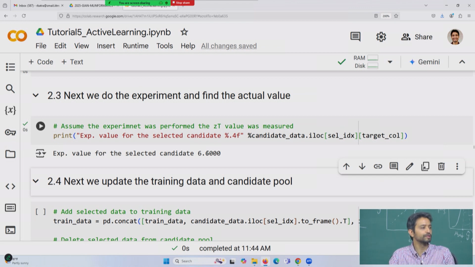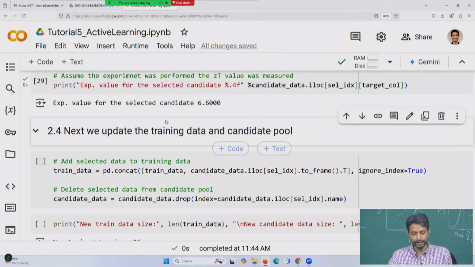We almost don't care what the predicted value was, to be honest. The predicted value could have been 3, could have been 4, whatever it was. We have selected this based on the selection, we did the experiment and we found this to be the value. Now once I have found this value, I can add it into the training data. So instead of 25, now how much we will have? 26. So that's what we did.